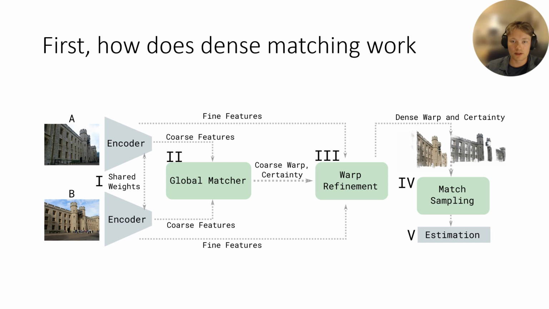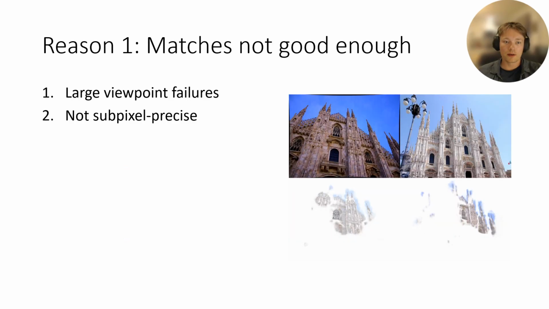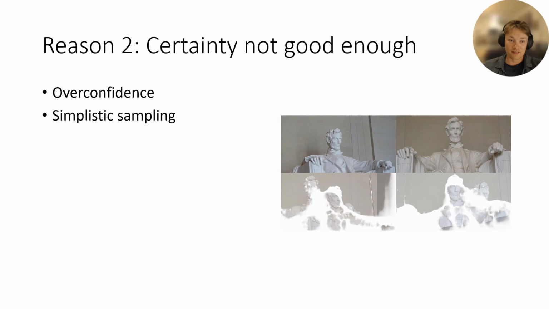So let's find out the reason that dense methods fail. We found two important reasons that dense matching fails. One, if the global matching stage fails, large regions will be unmatched. This is bad as we lose match diversity, which is critical for robust estimates. Two, even successful matches are not precise enough in previous methods. Estimation requires extreme subpixel precision, which previous dense methods could not provide. The other main reason is that previous dense methods are overconfident and use simplistic sampling approaches.